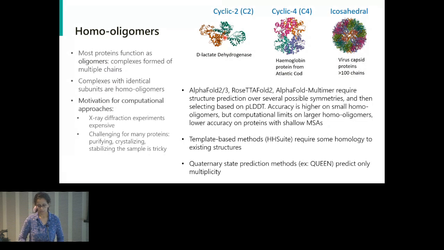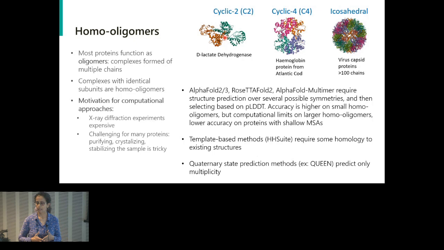Template-based methods, which are the cheaper computational alternative, have also been popular. However, they require that the protein of interest should have a very strong homology to proteins with known homo-oligomer symmetries. This is not true for a lot of understudied organisms, for instance.